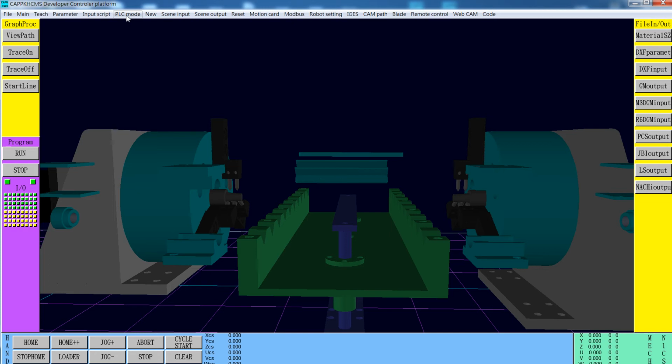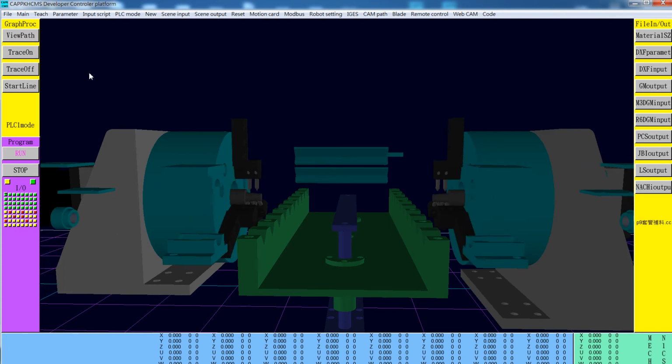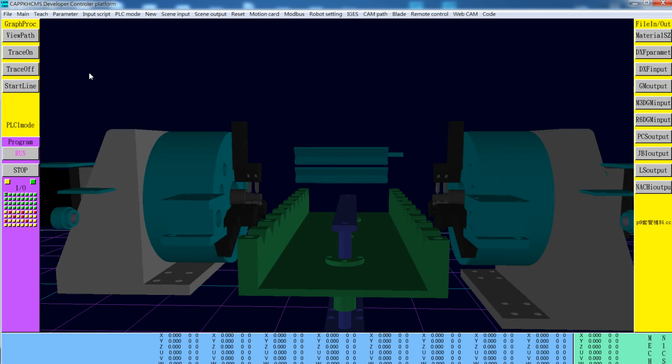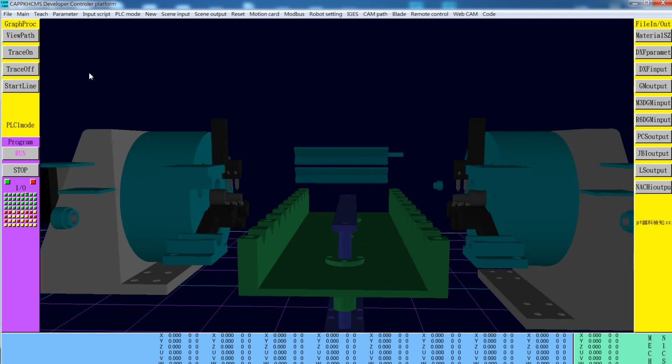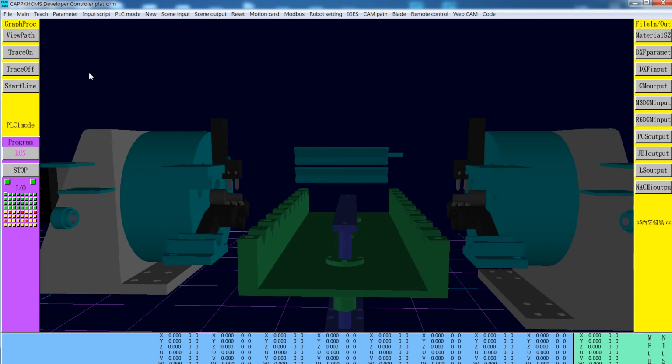So we press PLC modes first. We use the first PLC, the PLC 1 mode. As we push the cycle start, the system is running. You can see nothing but the moving mechanism, very clearly to see every action.